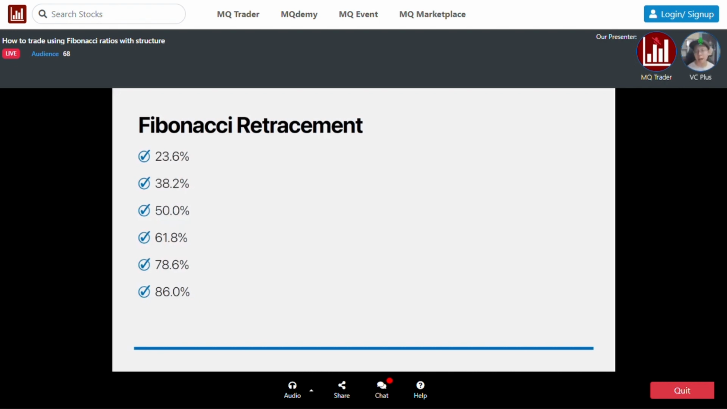However, if you're looking at the FX market, the currency market, most of the time the retracement you would want to expect is minimum around the 50 and 61.8. So 23.6 and 38.2 we seldom really use, but most of the time we're going to focus on that 50 and 61.8. 78.6 and 86 is actually a very deep retracement.